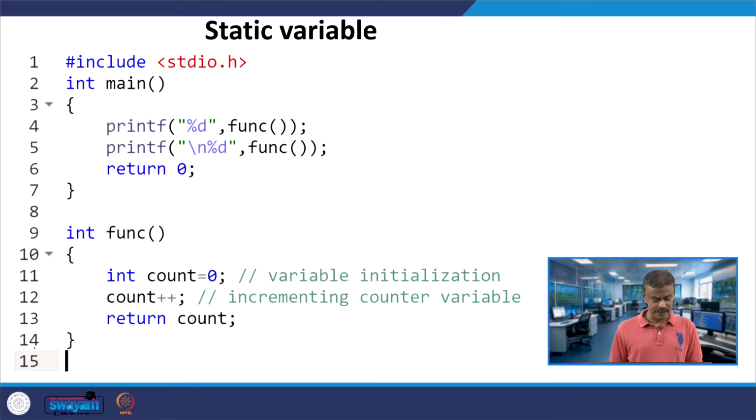here I have, let us say, a function. It is a simple program. Here you have a C program. So, int main, I take it as C, you can change it to C++ also, not a problem. Here you have a function, int function, whose return type is integer. So, int count is equal to 0, and then in line number 12 I am using count plus plus, and then I have return count.